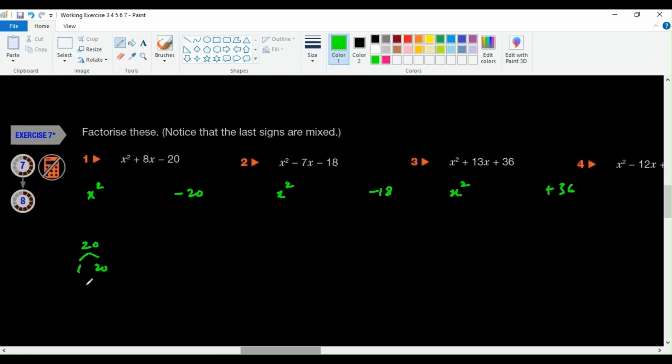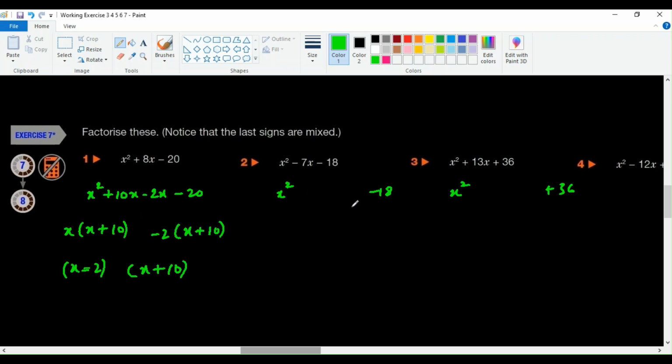1 times 20 is not giving us 8. 2 times 10 is 20, but okay, 10 and 2 are the two factors that give us 8. So I will write plus 10x minus 2x, giving us plus 8. So x plus 10 comes in one bracket, and minus 2 comes here. So x minus 2 is the first factor, and x plus 10 is another factor.